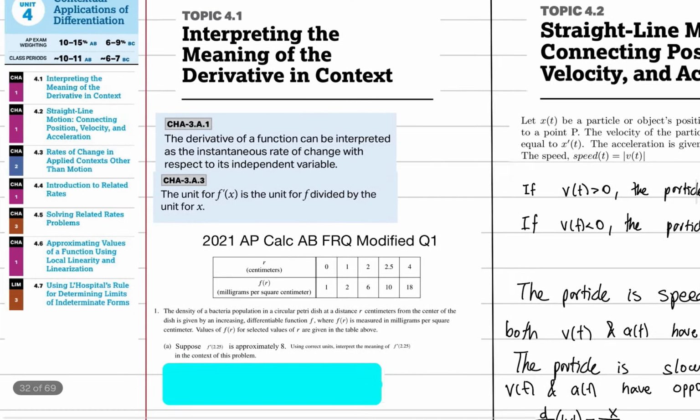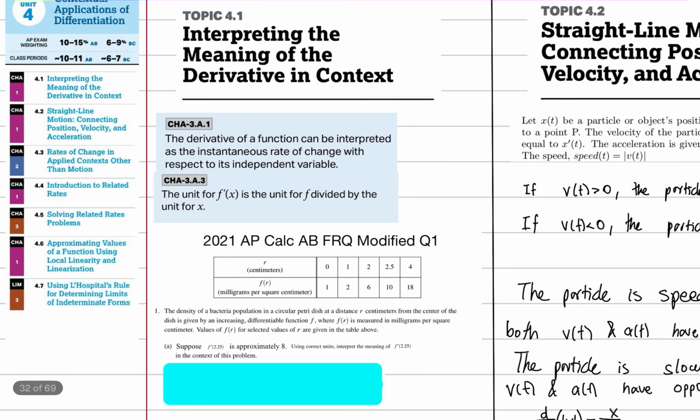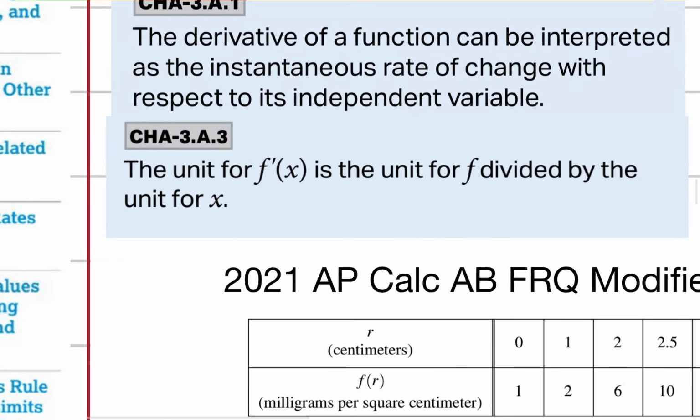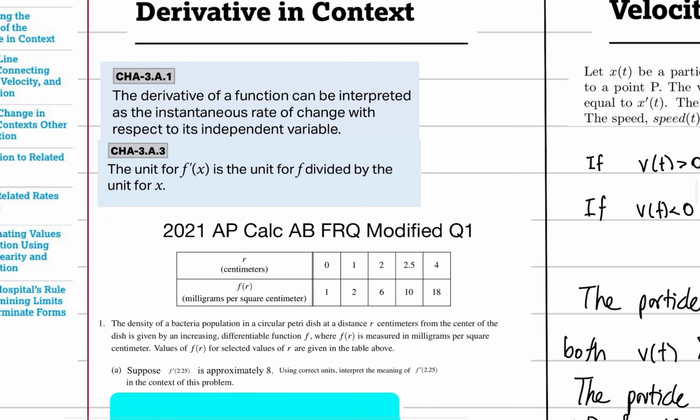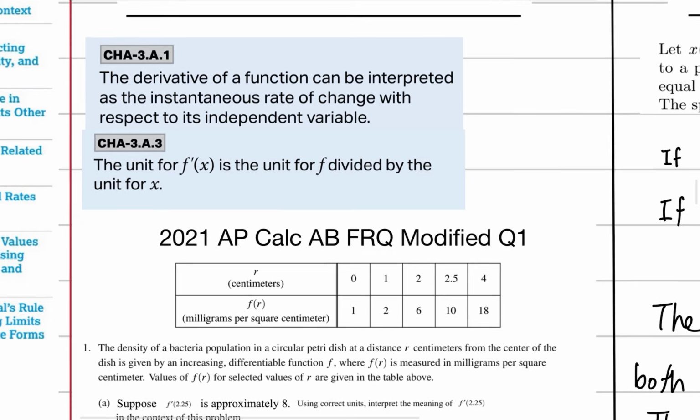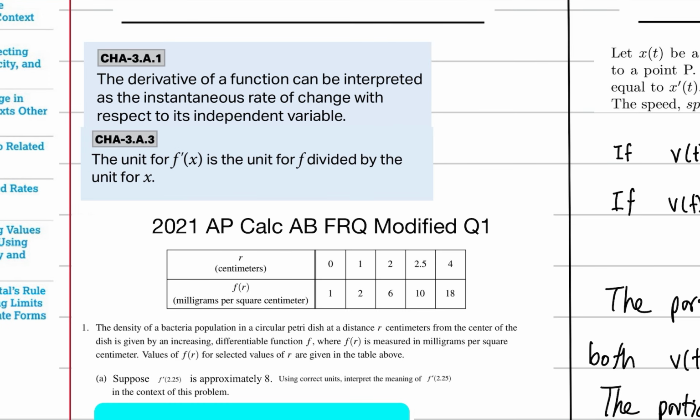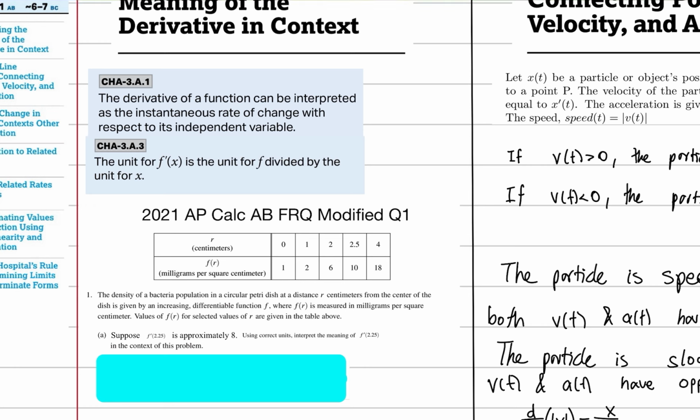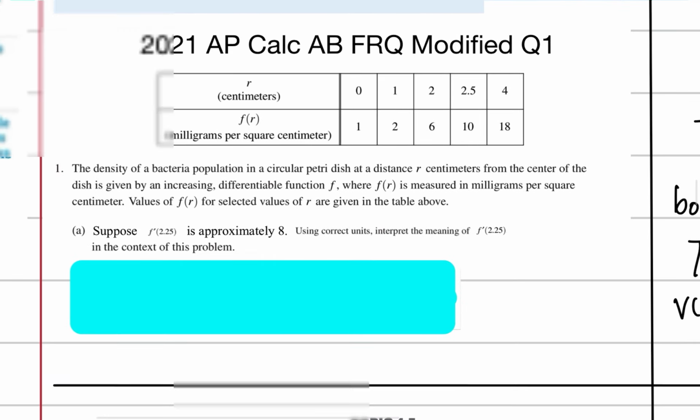Topic 4.1 focuses on interpreting the meaning of the derivative in context. So if you want to work on context-driven problems, you need to understand this. The College Board specifies two important ideas. The derivative of a function can be interpreted as the instantaneous rate of change with respect to its independent variable. So you're saying it's changing at this rate with respect to whatever input it is. You also need to know the unit is just the unit for f divided by the unit for x. It's that simple. And here's an example that encapsulates both of those.